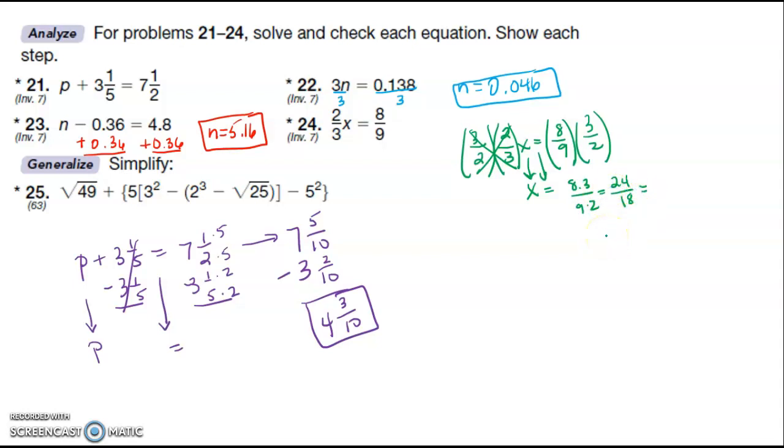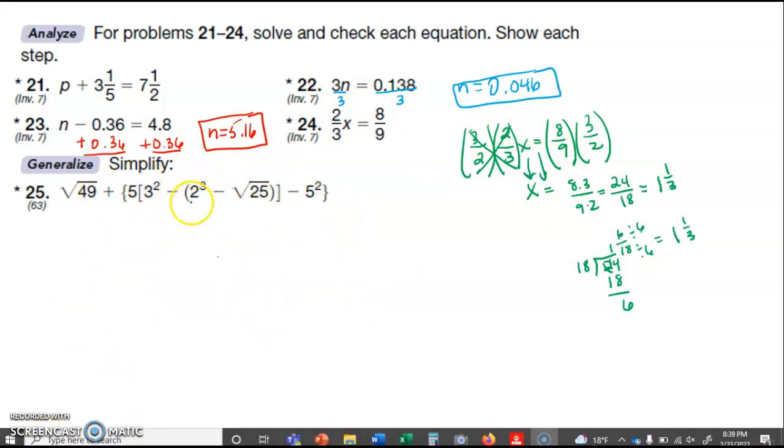Let's see. 24 divided by 18 is going to be 1 1/3. So let's see what that looks like when I divide. So this is 1, 18, 6, 8 over 18. So if I divide by 6, that's how you get your 1/3. Okay, so I'm going to erase all of this and then do 25.